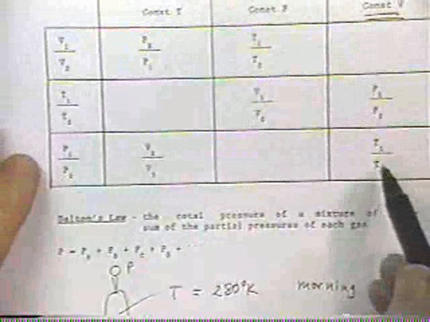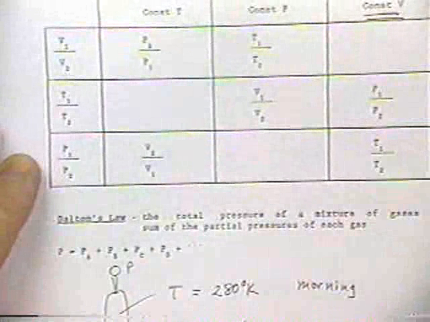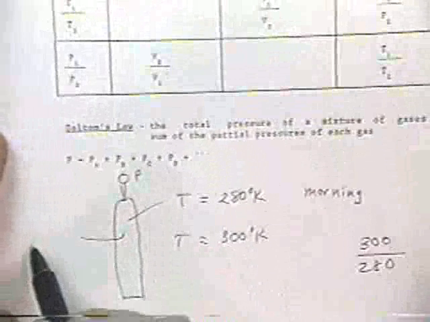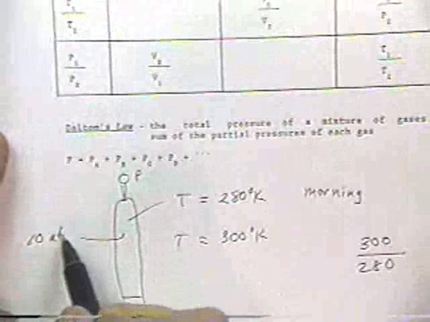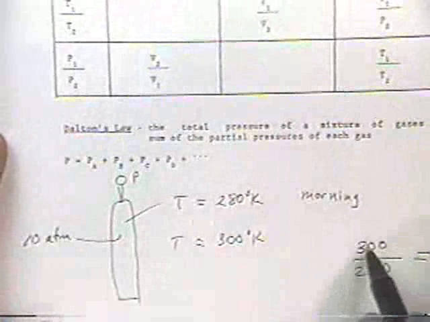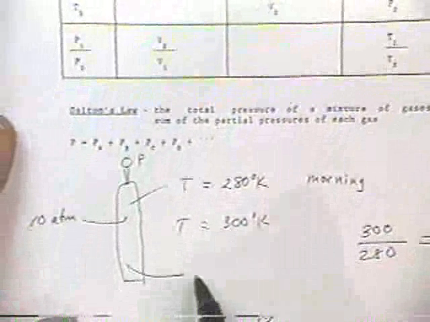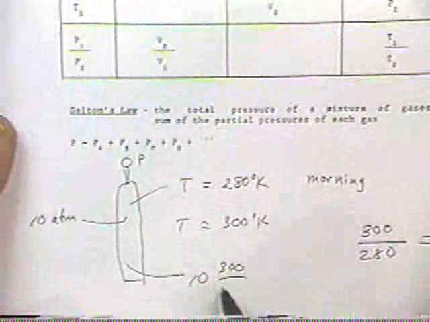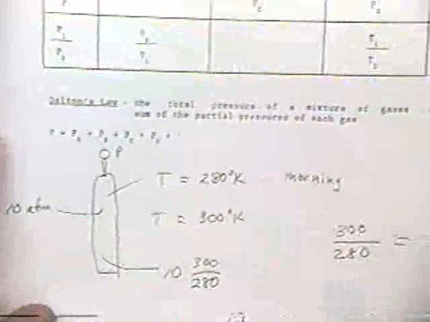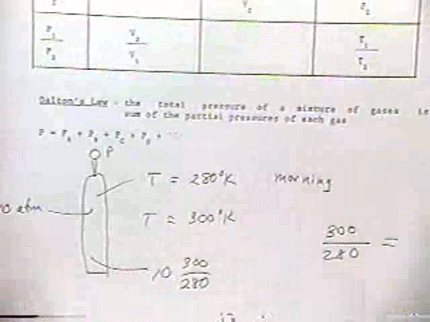So what this says is that the pressure ratio is 300 to 280. So if in the morning I had, let's say, 10 atmospheres of pressure, by afternoon it'll go up to this ratio of 300 over 280. So the pressure in the afternoon would be 10 times 300 over 280. So from this simple example, there are lots of problems that can be built and used in the EIT exam.